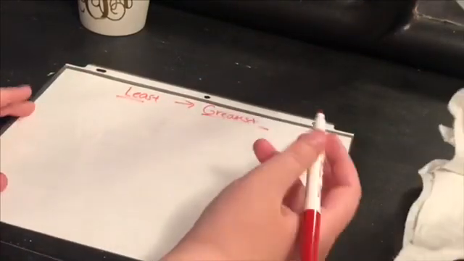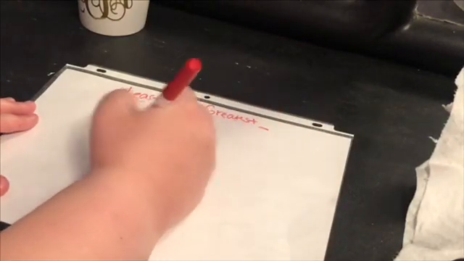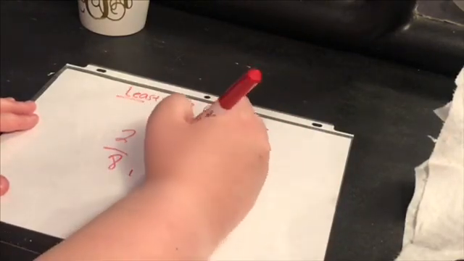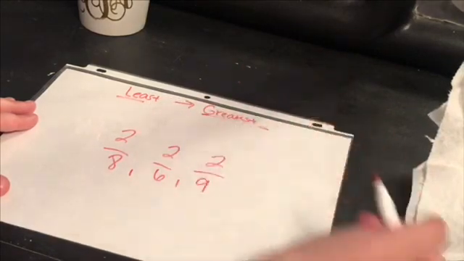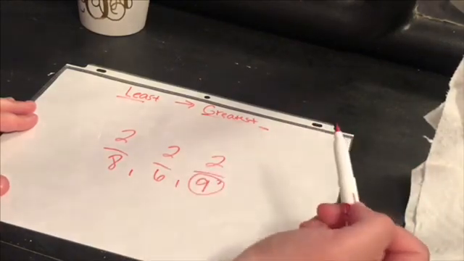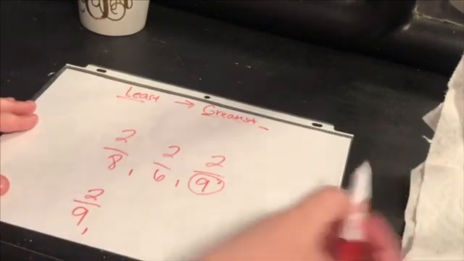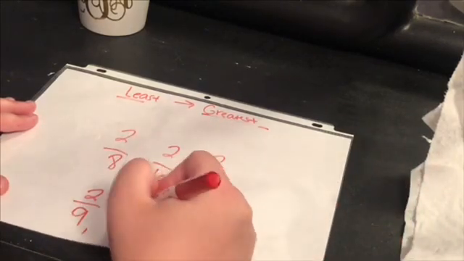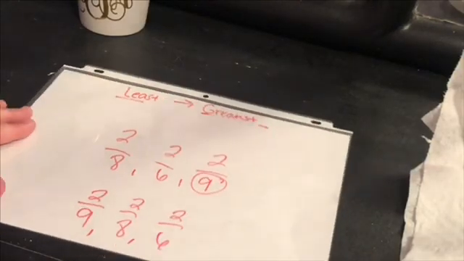Least to greatest. Okay? Now, what about 2/8, 2/6, and 2/9? Okay? What's our biggest denominator? 9. So you'll do 2/9 first. What comes next? The 8 or the 6? The 8's bigger, so 2/8, then 2/6.